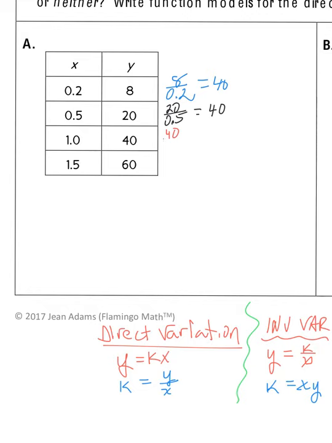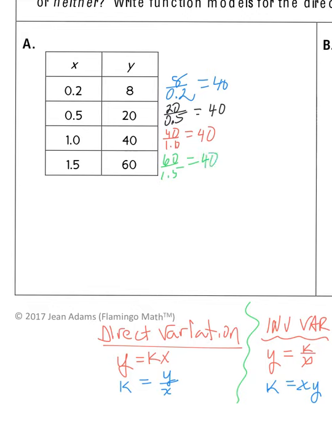40 divided by its x, which is 1. So clearly that's 40. And then finally 60 divided by 1.5. Don't assume, make sure you test it all. So I'm going to plug in 60 divided by 1.5 into my calculator, and sure enough I get 40.